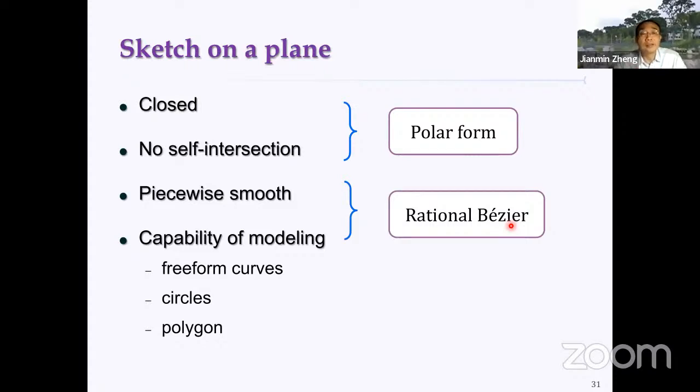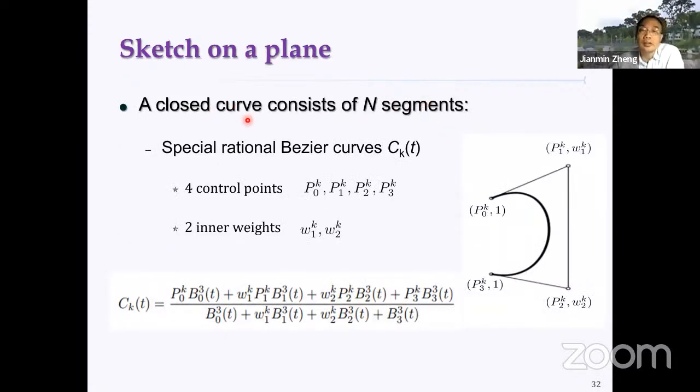In particular, a closed curve is formed by several segments, for example, N segments, and each segment is a special rational Bezier curve. In particular, we use a cubic Bezier curve defined by 4 control points and 4 weights. But specially, we just fix the first and last weights to be 1. So eventually we have only 2 inner weights. So this is a special rational Bezier curve. In that case, we reduce the number of parameters, because if you have too many parameters, it's difficult to learn.